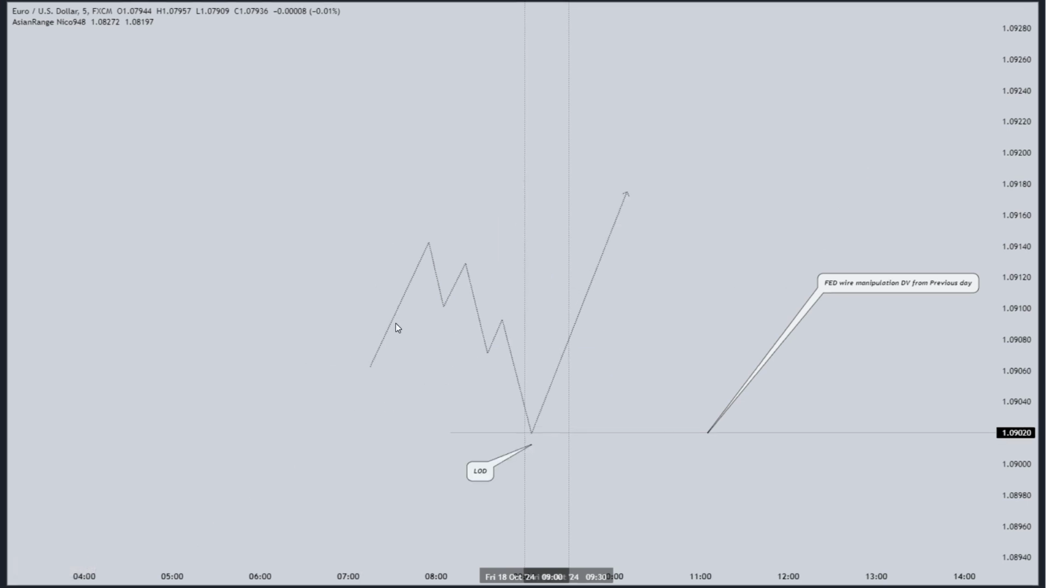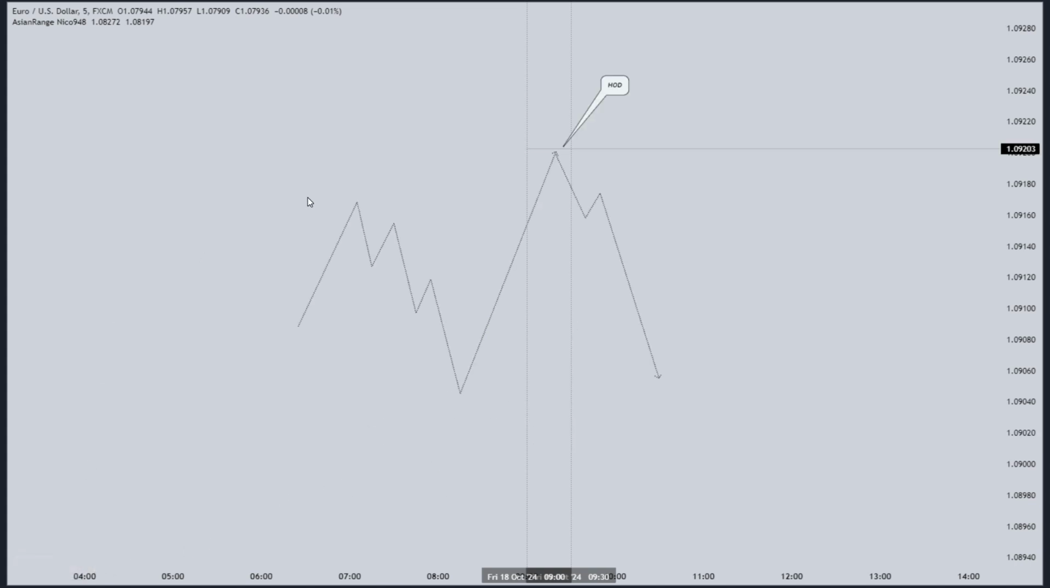Now, what would happen then if in that given time we traded into the Fed wire manipulation deviation from the previous day? Then that would correspond to a low of the day. Of course you have to combine it, so if you were looking for high prices, that would be the low of the day. And if you were looking for low prices, that would correspond to the high of the day, right? So if we trade up to an algo deviation level from the previous day during that given macro Fed wire injection time, we would create the high of the day if you were looking for low prices.